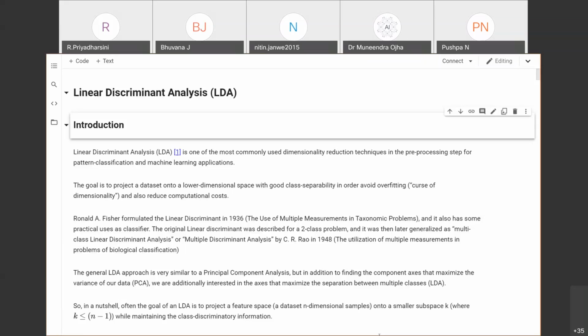The first algorithm we discussed was singular value decomposition. The second algorithm that we discussed is principal component analysis. I concluded principal component analysis today itself. Now, this is the third method, linear discriminant analysis, which is also one of the most used dimensionality reduction techniques in the pre-processing step of pattern classification and machine learning applications. However, all these three algorithms are projection-based algorithms.